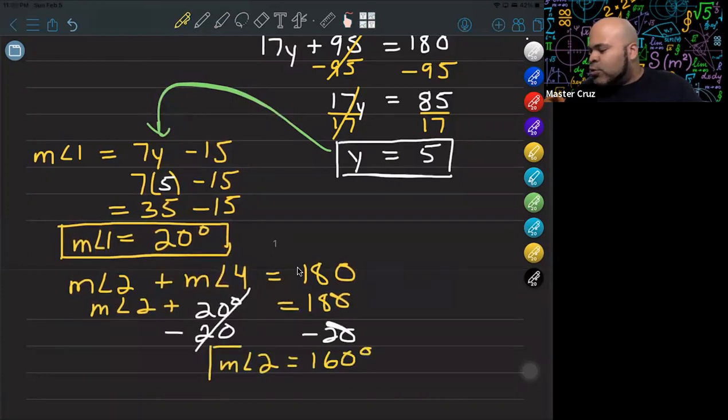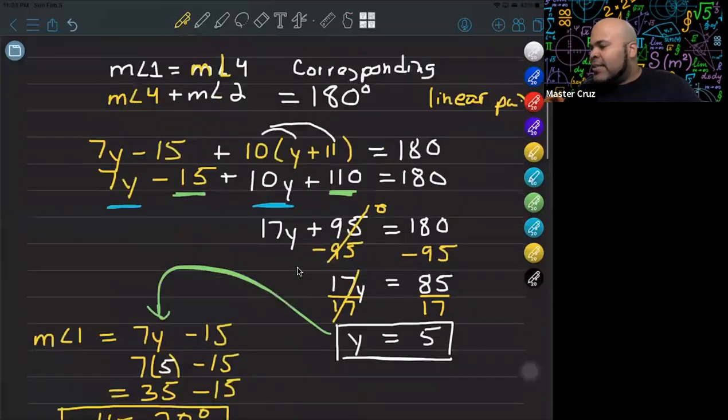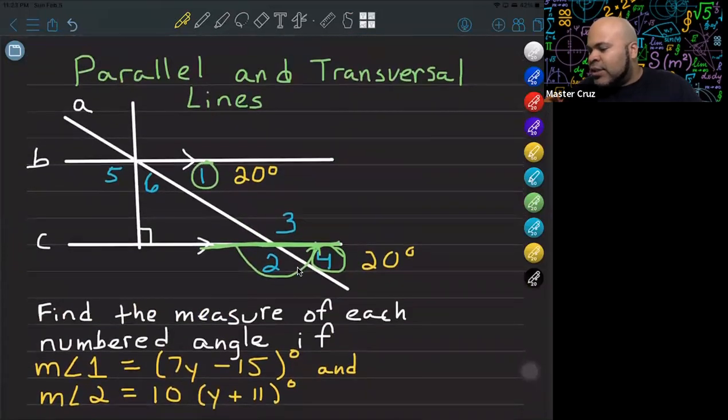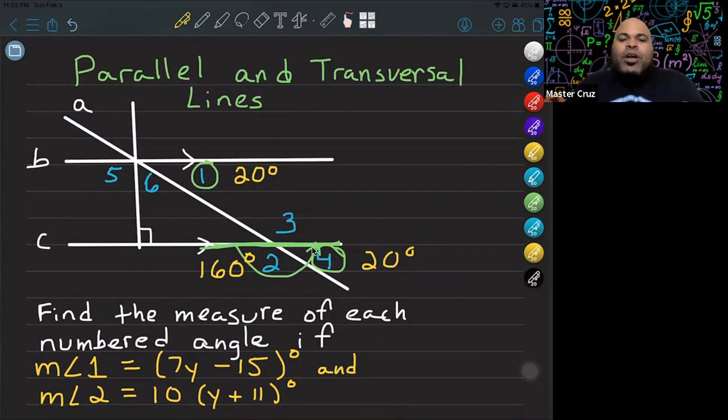So the measurement of angle 2 equals 160 degrees, which means I can come up here and say, perfect, my measurement of angle 2 is 160 degrees, which makes sense, right? Because if I add 160 plus 20, it's going to give me 180. Also, I don't know if you see it, but angle 3 plus angle 4 also forms a linear pair. You could use that, or you could also think, if I add 2 interior angles, it will give me 180. So this is also 160 degrees.